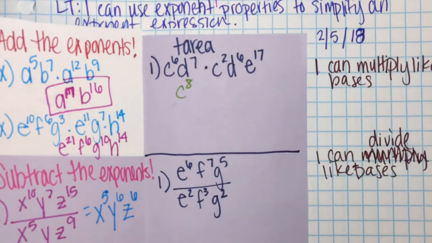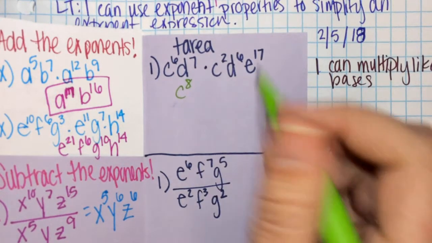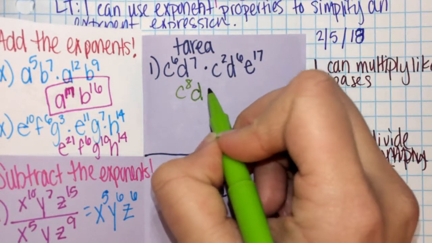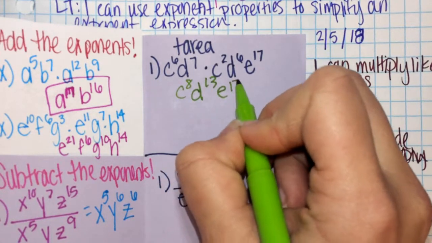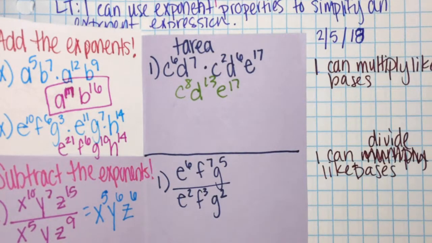Alright, Sam's going to tell us. C to the 8th power, D to the 13th power, E to the 17th power. Good, take a point. How many of us got it right? If everybody at the table got it right, take a point.